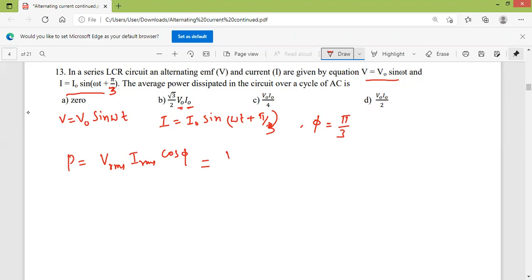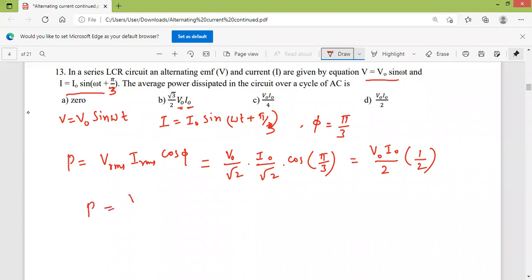Therefore VRMS can be written as V0 by root 2, and IRMS as I0 by root 2, into cos π/3. This is equal to V0 I0 by 2, and cos π/3, that is cos 60, is 1 by 2. Hence the power dissipated is V0 I0 divided by 4. Option C is the correct answer.